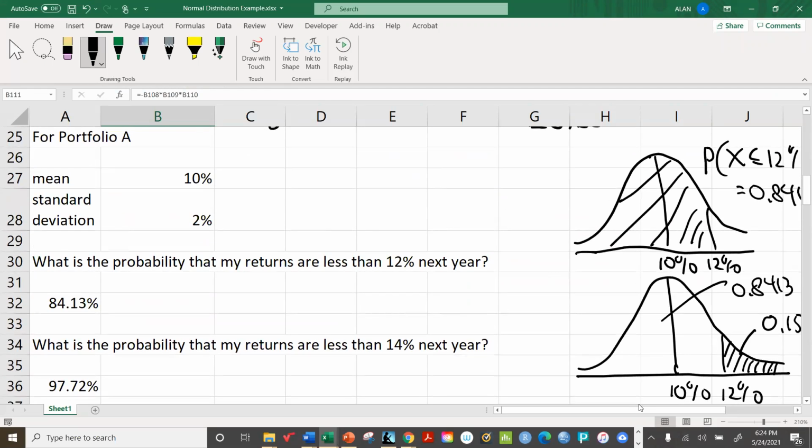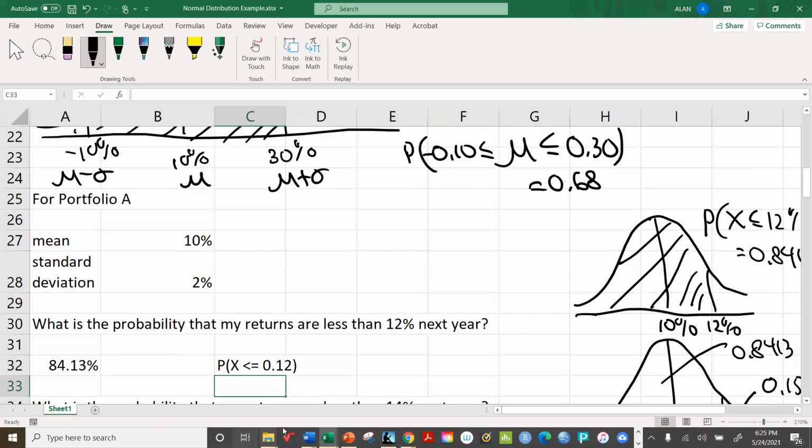Now, what if I needed to calculate probabilities for very specific situations? For example, portfolio A, with the mean of 10% and standard deviation of 2%, what if I want to know the probability that my returns are less than 12% next year? Okay, so this is the equivalent of saying the probability that X is less than or equal to 0.12. Now, how do I figure that out in Excel?